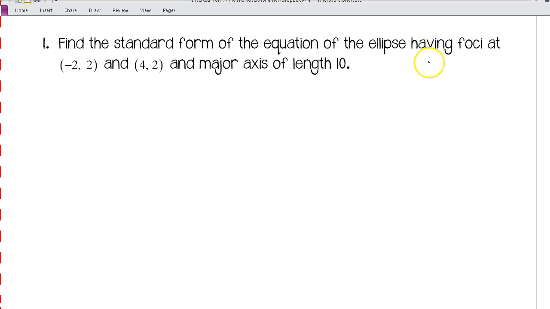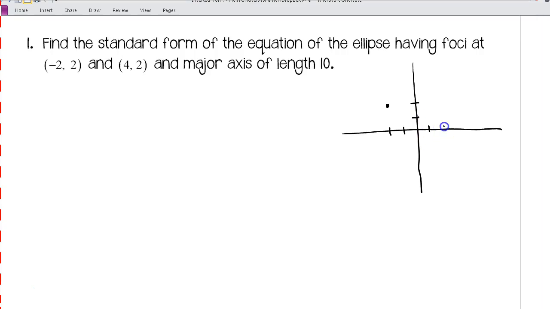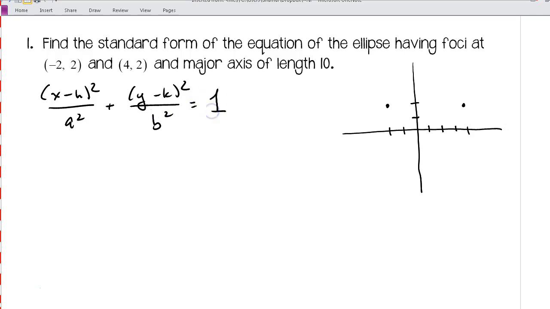All the time I'm going to make a sketch if possible, because I like to visualize what's going on. So I'm going to graph my foci. So I have (-2, 2) and (4, 2). And right away, once I graph these foci, I can see that my ellipse is going to be horizontal. So I know I'm going to have (x - h) squared over a squared plus (y - k) squared over b squared equals 1.